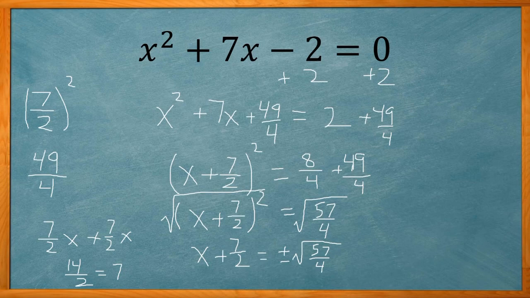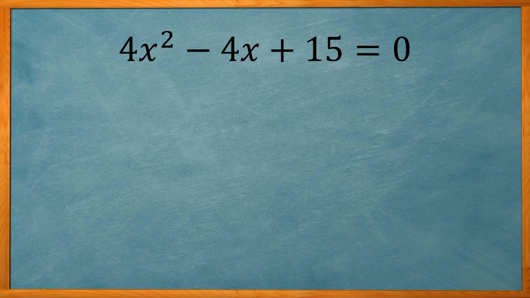Alright, now you want to get the x by itself. Here I'm going to subtract 7/2 from both sides. Alright, then you want to write it like this: negative 7/2 plus or minus the square root of 57 divided by 4. Depending on the problem, if they need a decimal number for the answer, you would put this all into your calculator and get a decimal answer. Otherwise, you would leave it as this.